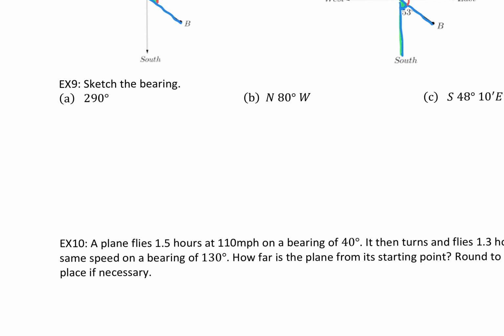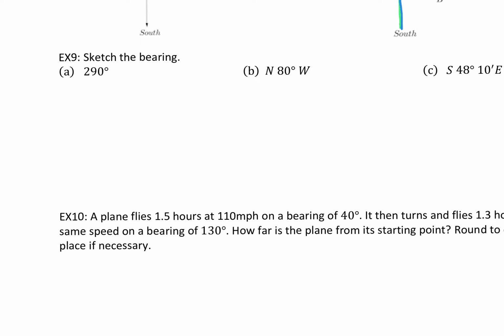Let's practice that in example 9. It says sketch the bearing, and this is just a sketch. In part A, it's 290 degrees. Notice there's no letters like north, south, east, or west, or N, S, E, W. So I assume this is due north, even though it's not written, which means I'm only using the north line for my angle measurement. I'm only using the north line, but I prefer to still draw the whole direction cross.